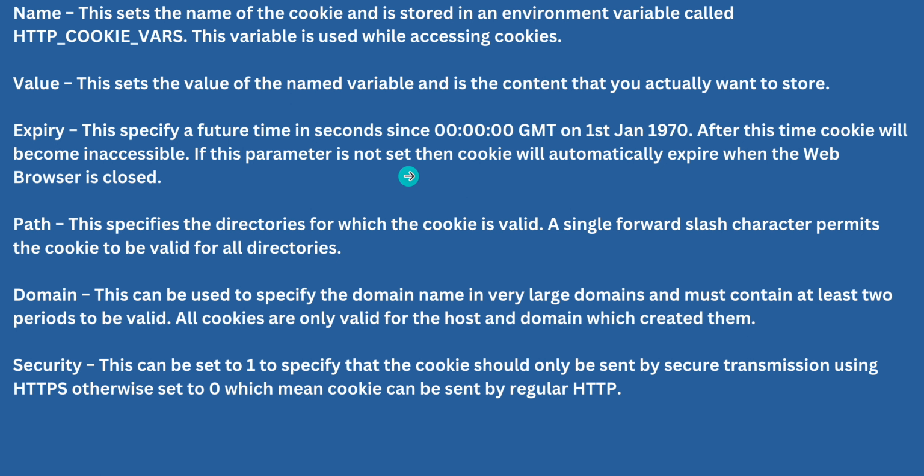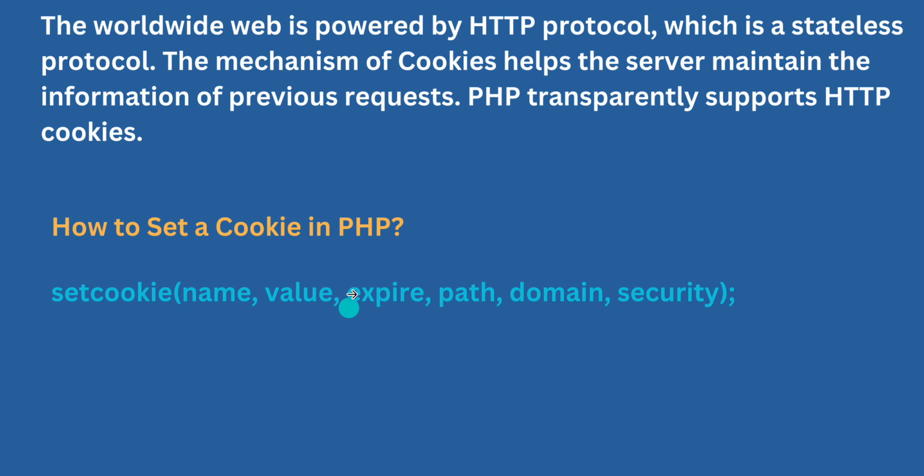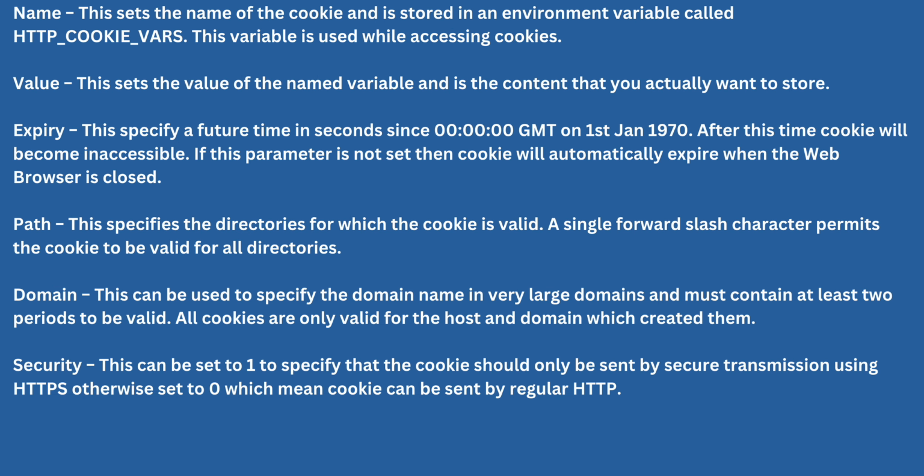If this parameter is not set, then the cookie automatically expires when the web browser is closed, right? So if you are not giving any expiry time, when will your cookie expire? When the browser is closed. When you close the browser, the cookie information expires. But if the time is set like now plus 3 hours, now plus 3 days, what does it mean? The cookie will keep existing for the next 3 days in your browser.